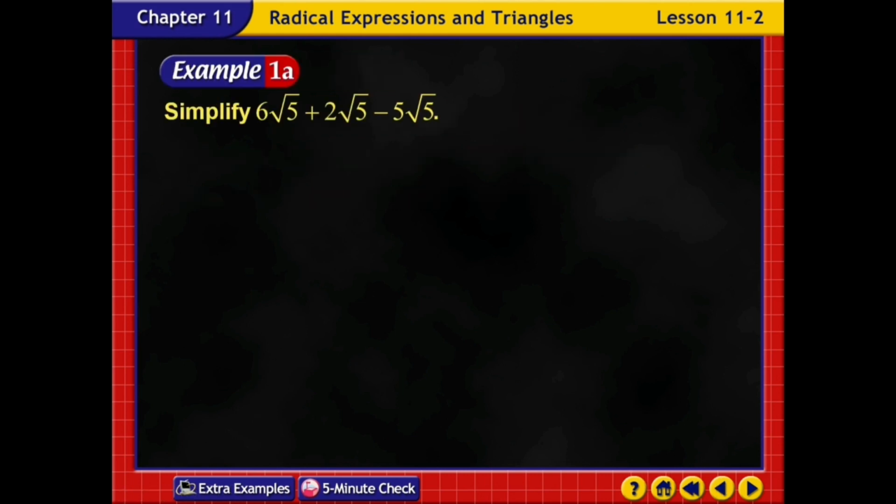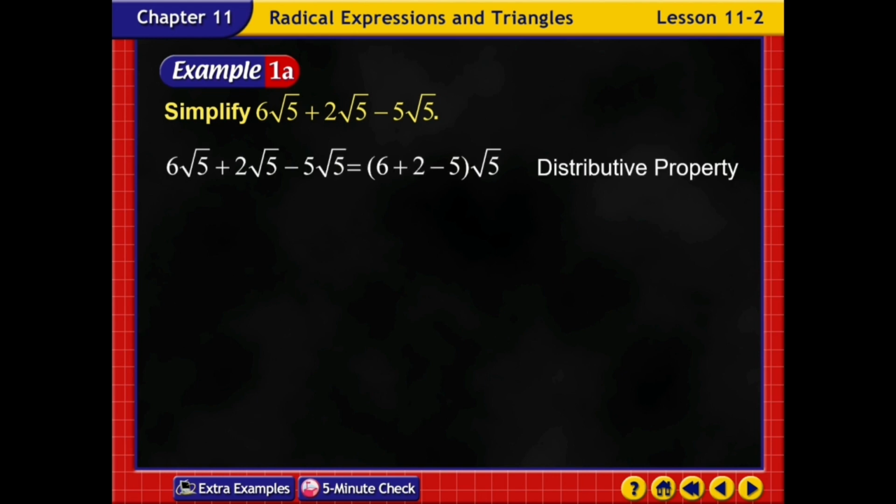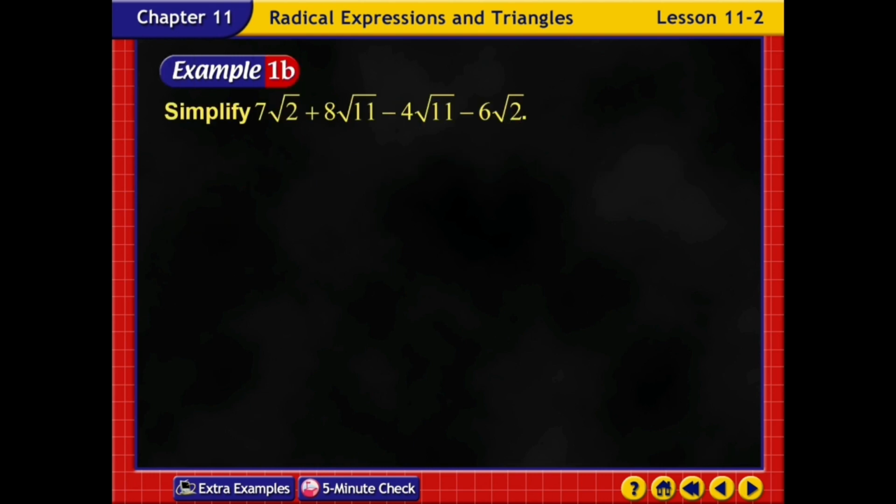Suppose we are asked to simplify 6 square root of 5 plus 2 square root of 5 minus 5 square root of 5. Remember that these are examples of similar radicals, meaning we can combine them, and our answer here would be 6 plus 2 minus 5 square root of 5. So we factor out the common term here, which is square root of 5. And after getting the distributive property, we simplify, and the answer here now is 3 square root of 5.